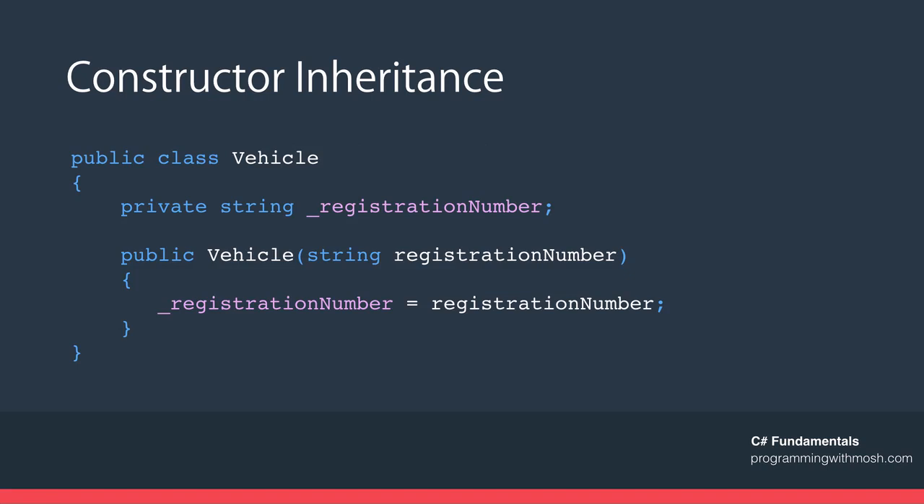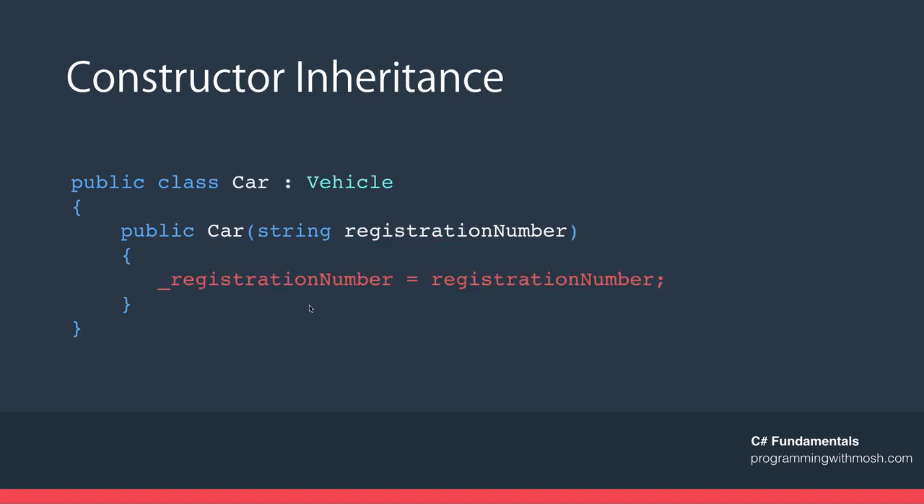So here we have a vehicle class with a private field called registration number. The vehicle class has a constructor that takes a parameter of type string called registration number. And we use this argument to initialize the private field here. Now let's say we would like to create a class that derives from vehicle. So our class can look like this: a car class that derives from vehicle.